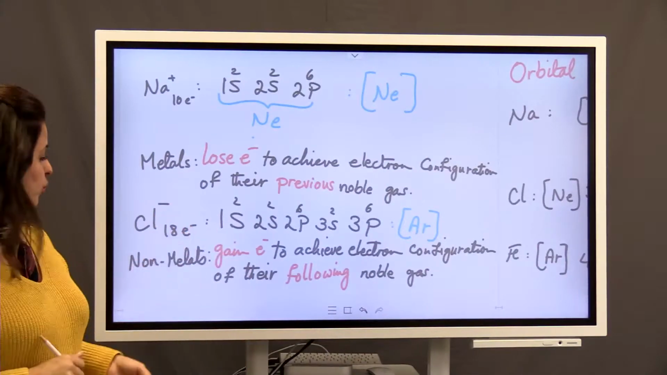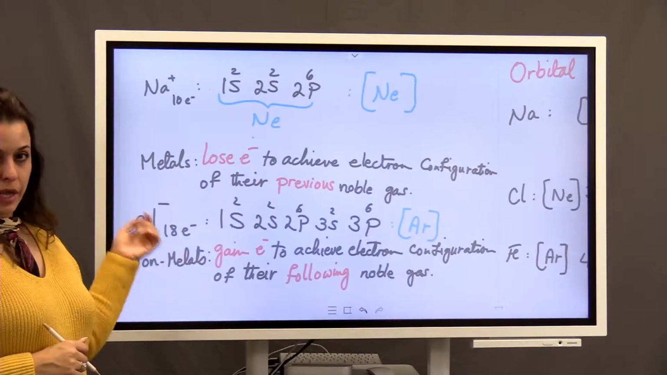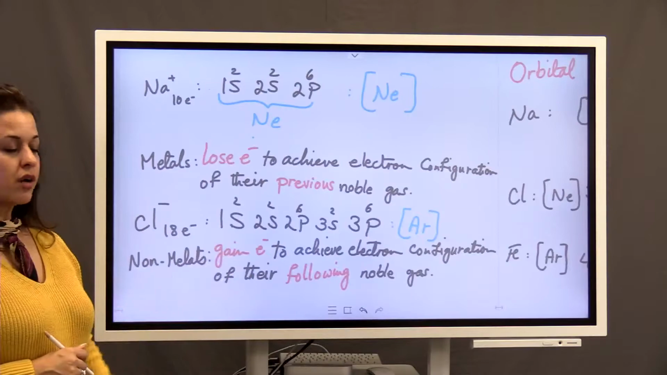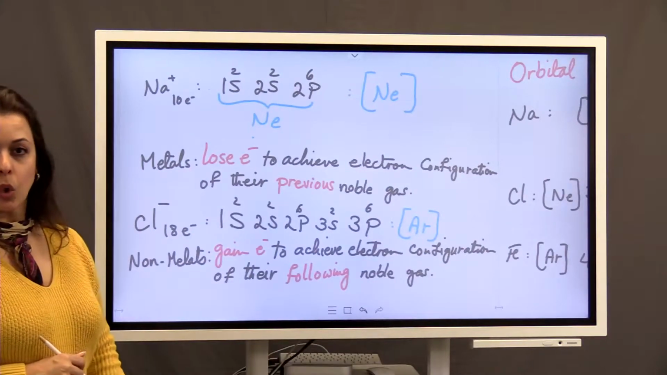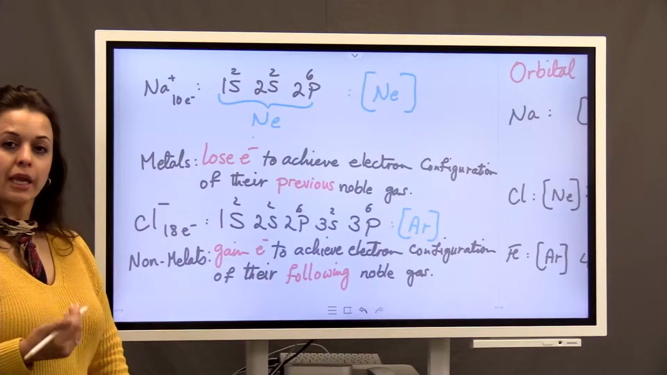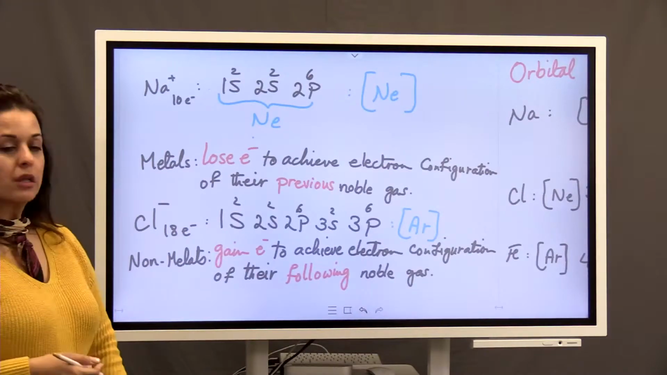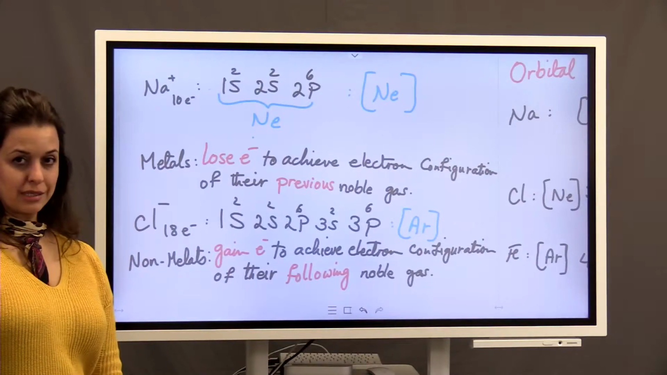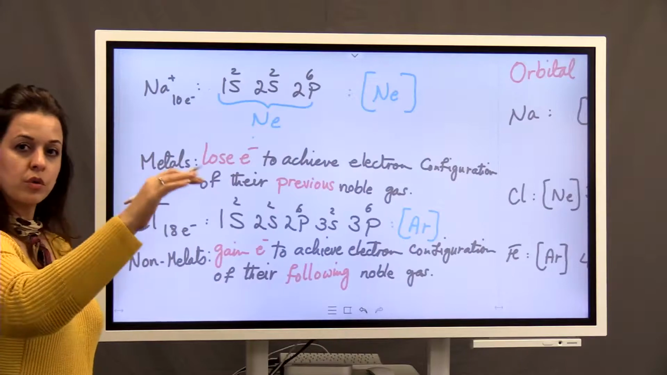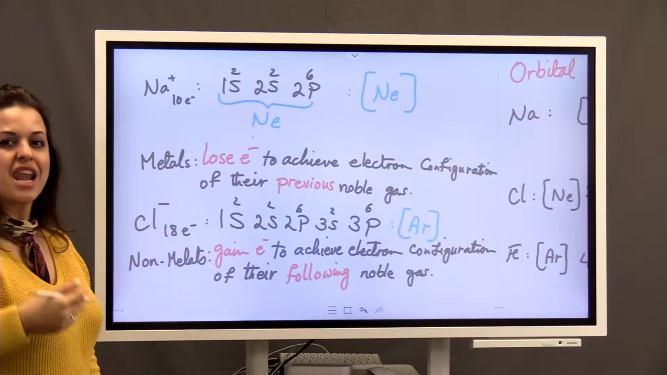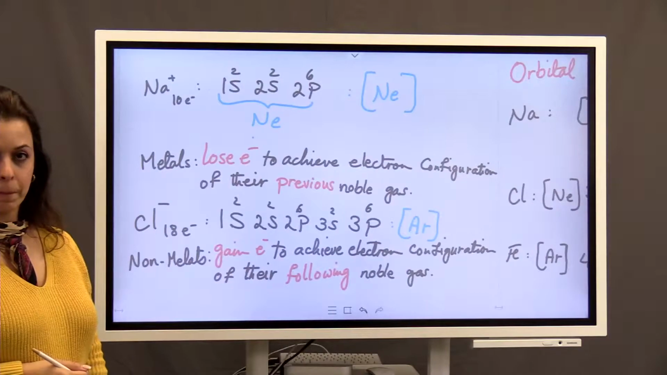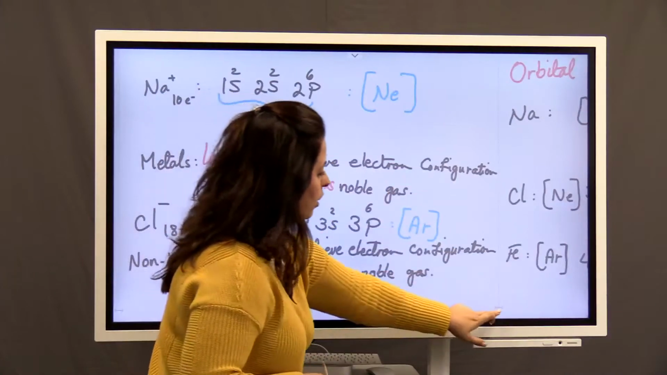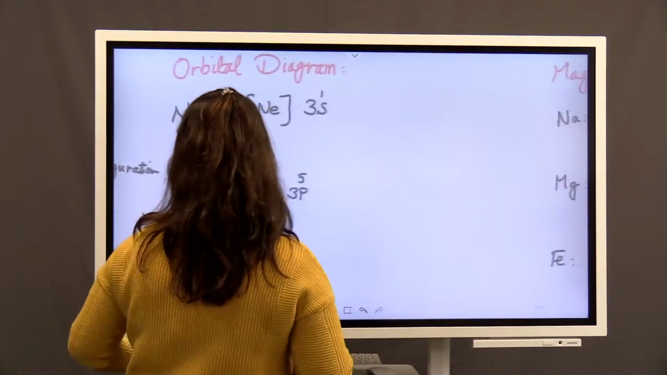So what is the general rule this time? Nonmetals like chlorine gain electron to achieve electron configuration of their following noble gas. So nonmetals gain electron, metals lose electron, metals go back to the electron configuration of their previous noble gas. Nonmetals gain electron to get the electron configuration of their next noble gas. So I want you to also know how to write the electron configuration of ions and their noble gas configuration.